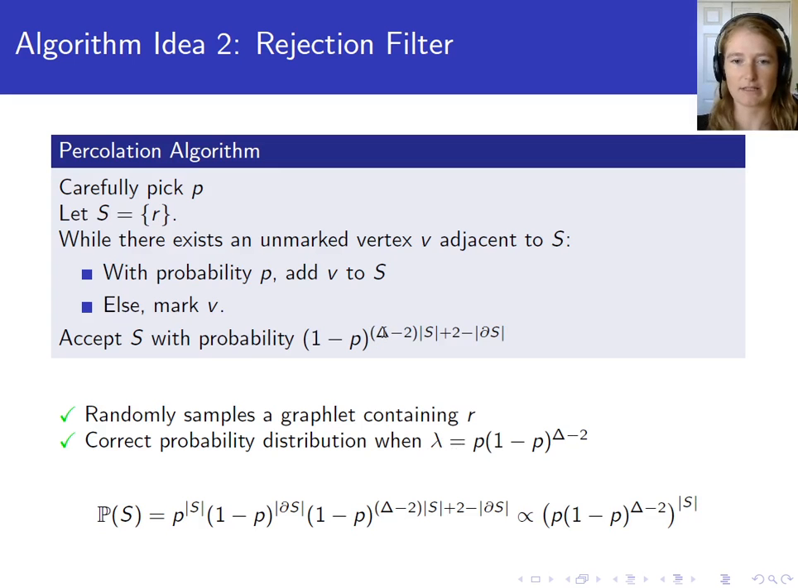And I will mention, by the way, this delta minus 2 size of S plus 2 minus partial S is carefully chosen to ensure that this is always a number between 0 and 1. Right? So it's chosen to make sure that this exponent here is always positive, so that this probability is always going to indeed be a probability somewhere between 0 and 1. Right? So when lambda is equal to this P times 1 minus P to the delta minus 2, we get the correct probability distribution. So that's how we pick this P. That's how we pick our P at the beginning of our algorithm. We pick a probability P so that this is satisfied, so that we end up getting the distribution that we want.